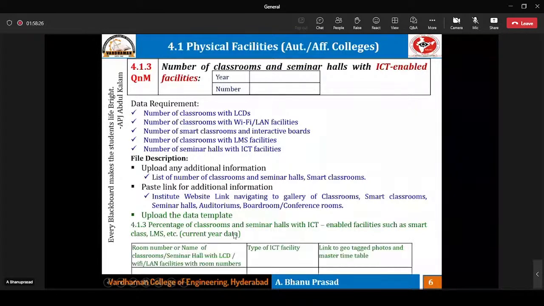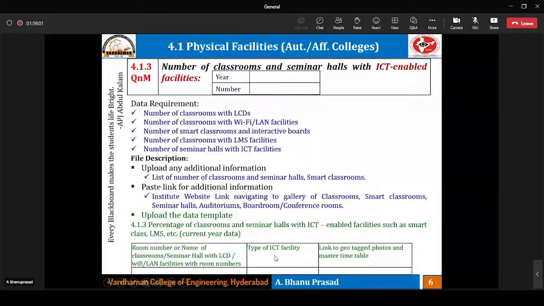So if you see here, we can make the room number, the name of the classroom, whether it is a classroom or a seminar hall or conference hall or auditorium, which are used for instructional. And the type of ICT facility, you can use here the LCD multimedia projector or LAN facility or Wi-Fi facility, interactive boards, mics and speakers, and LMS facilities. All these can be included under this column.